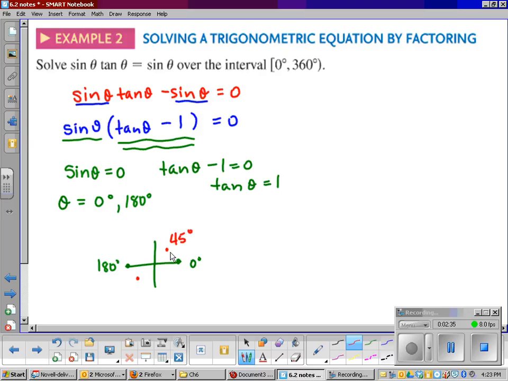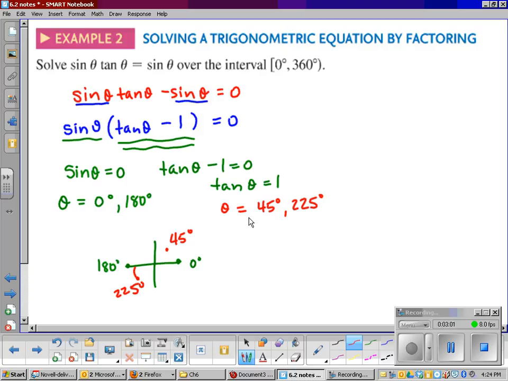In quadrant 1, your reference angle is your actual angle. And in quadrant 3, if you have a reference angle of 45, then to get the actual angle, you want to add 180 to it. So 180 plus 45 gives me 225 in quadrant 3. So I get two answers from this little equation. Theta is equal to 45 degrees and 225 degrees.